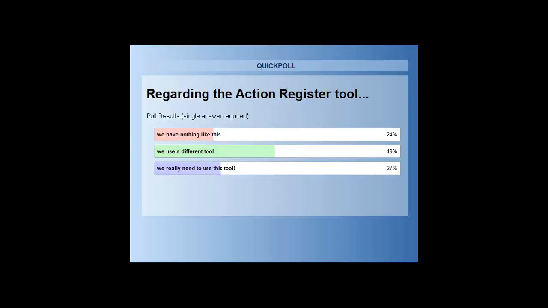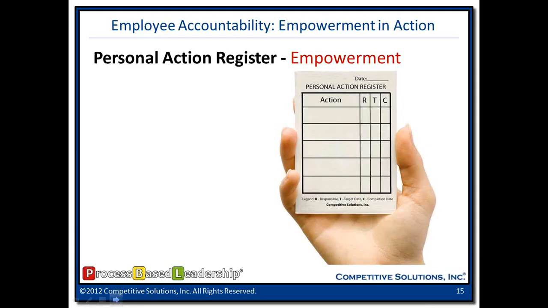All right, and here you go, Seth. About 24% have nothing like this, and 49%, at least they have some tool, but it's something different. Okay. Well, great. Well, let me share with you another utilization of an action register.